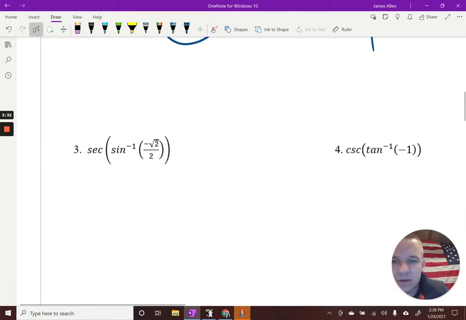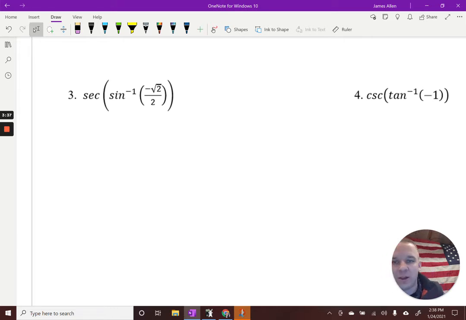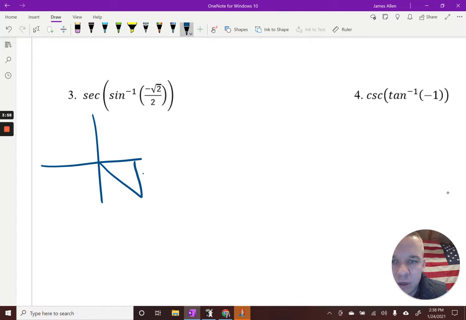All right. Oh boy. We've got reciprocals coming our way. Look out! Secant of inverse sine of negative root 2 over 2. The inverse sine is going to be negative in our fourth quadrant, right? How we defined it. And I'll go ahead and just draw that up. We're working from the inside out. So what is that? Well, opposite is going to be negative root 2, and this is going to be root 2 as well.